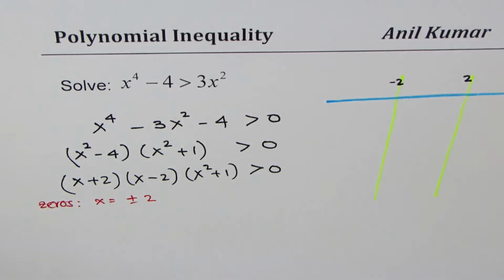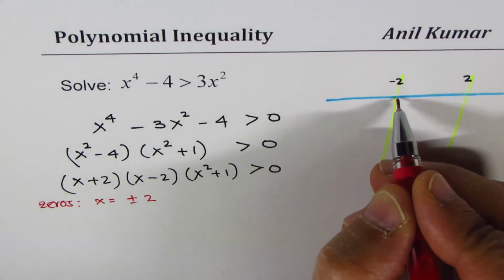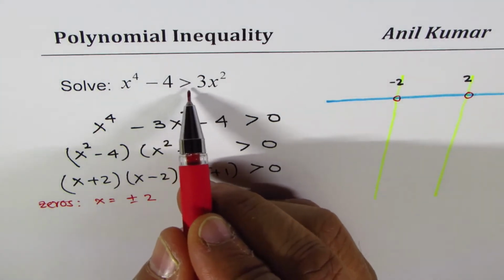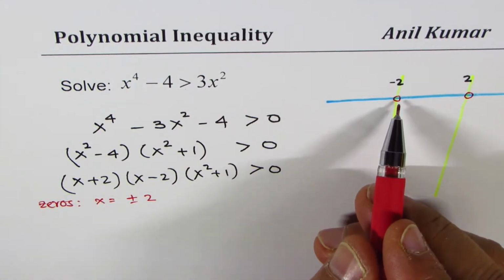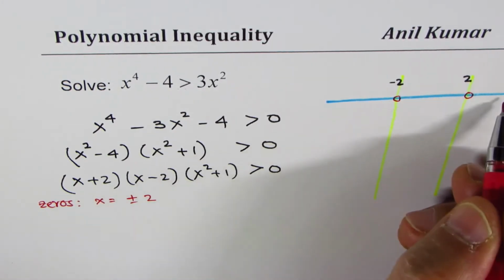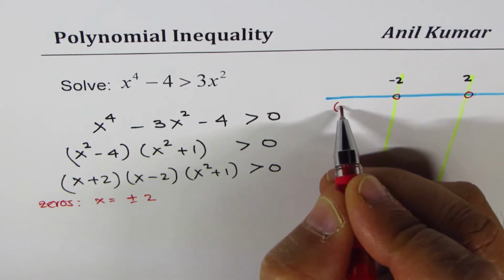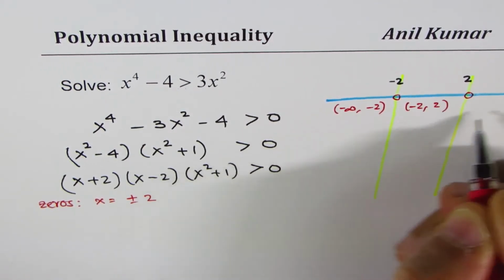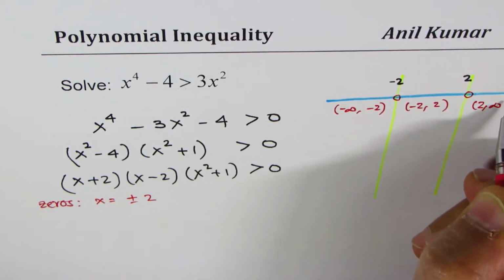So what we do here is, we know these two zeros, let me put it like this. Since we are working with greater than, we will not be including zeros in our solution, right? So these zeros divide into three different intervals. One interval is from minus infinity to minus 2. The other one is from minus 2 to 2. And then we have from 2 to infinity.